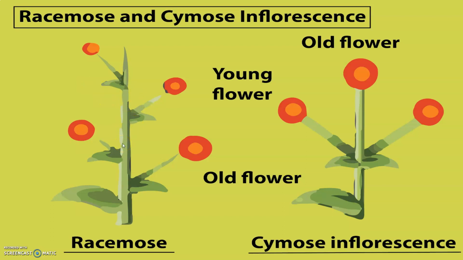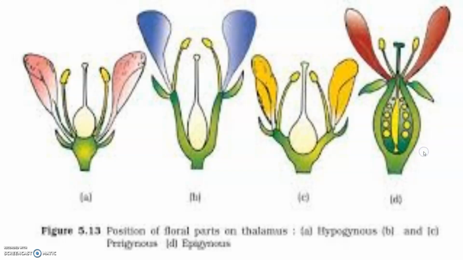What do you mean by acropetal succession? That is, young ones are towards the apex and the older ones towards the base. That is called acropetal succession. Whereas in the cymose type of inflorescence, the main axis terminates in a flower, hence is limited in growth, and the flowers are borne in a basipetal manner. Basipetal manner means the older ones are at the apex and the younger ones towards the base.